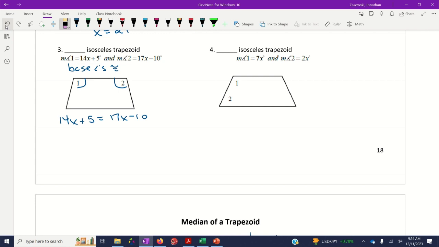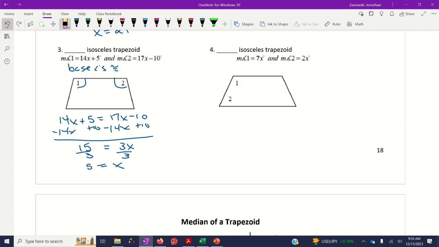Remember, we want to get all the x's on one side, so we'll move that 14x over. And we can also move all the numbers to the other side, so we'll move the 10 back. And we'll end up with 15 equals 3x. And then we can divide by 3 and get x equals 5. All right, see if you can pause and try number 4.